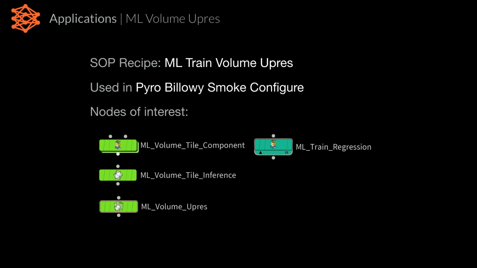And then finally, we get to our fourth application of regression, which is ML volume upres. There's a recipe available in SOPs that you can look at, and maybe after this presentation we'll understand it better. Two pre-trained models for this are available through the pyro billowy smoke configure recipe. Specific nodes of interest are ML volume tile component, ML volume tile inference, and ML volume upres. And again, this uses ML train regression.